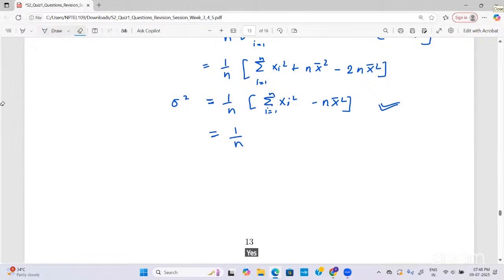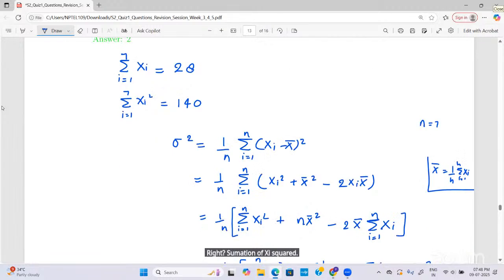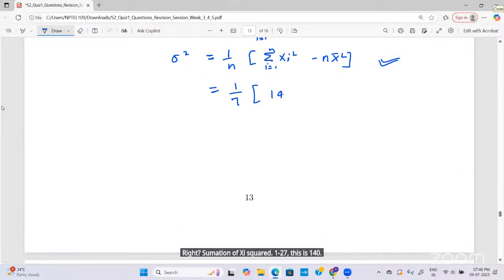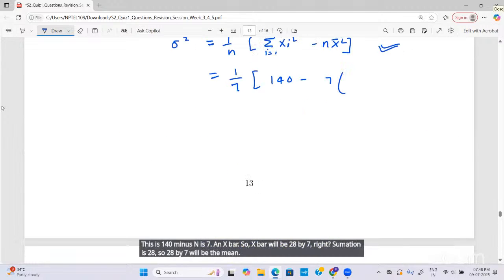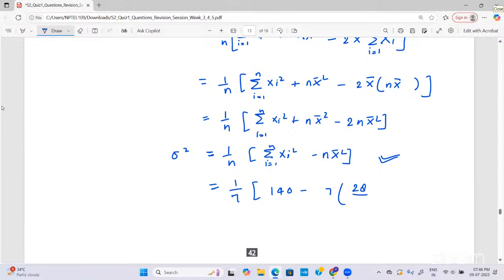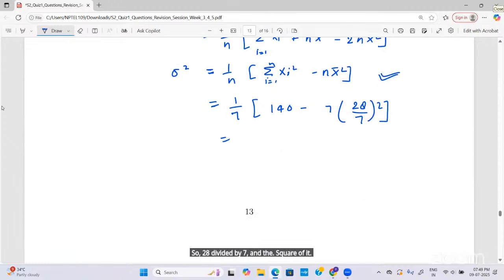Okay, now we can just put the values here. So n is 7. This value is given to us, right? Summation of xi square 1 to 7 is 140. This is 140 minus n is 7 and x bar. So x bar will be 28 by 7, right? Summation is 28. So 28 by 7 will be the mean. So 28 divided by 7 and the square of it. Right? So this will be 1 by 7 into 140. Calculate it.